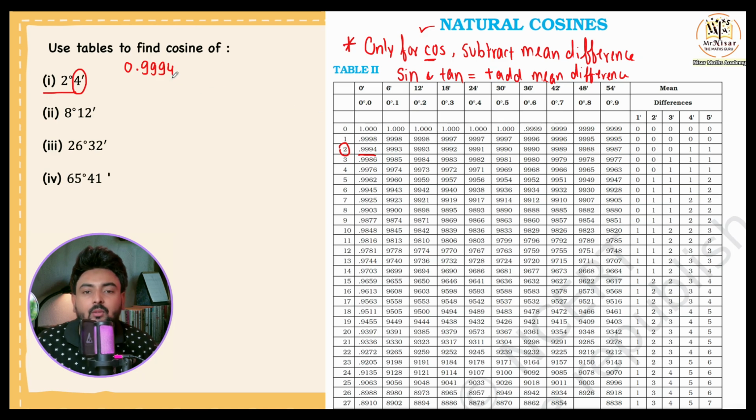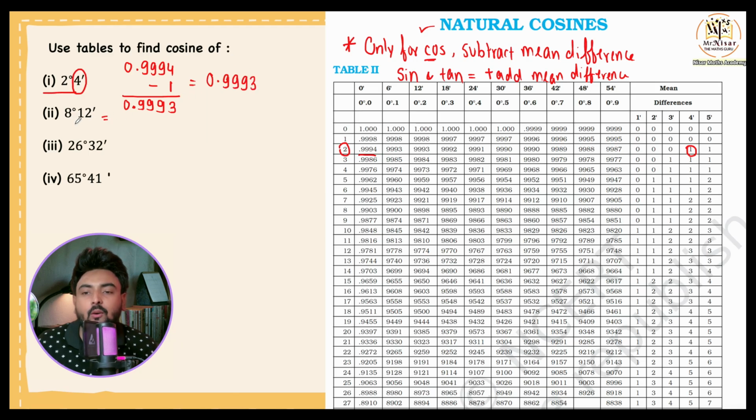Now what we need is 4 minutes. So from where will we get this 4? We'll get it from the mean difference. So the mean difference here for 4 minutes is how much? 1. Now as I told you, in cos we are going to do subtraction. Do remember subtraction. It is 0.0001. So when we do subtraction, the answer is 0.9993. I hope it is quite clear to you and very easy to understand. Don't make it more complicated.